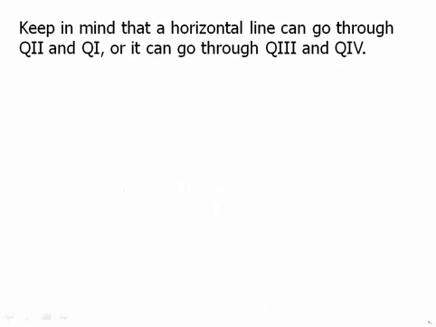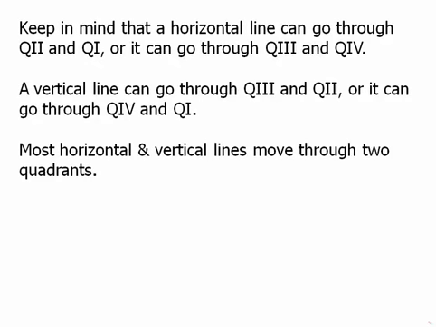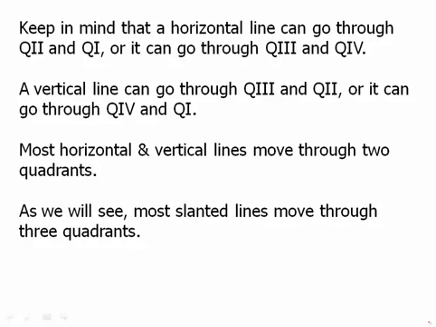Keep in mind that a horizontal line can go through the first and second quadrants, that is, if it's above the x-axis, or it can go through the third and fourth quadrants if it's below the x-axis. A vertical line can go through quadrants 2 and 3 if it's to the left of the y-axis, or it can go through quadrants 4 and 1 if it's to the right of the y-axis. Most horizontal and vertical lines move through 2 quadrants. As we will see, most slanted lines move through 3 quadrants.